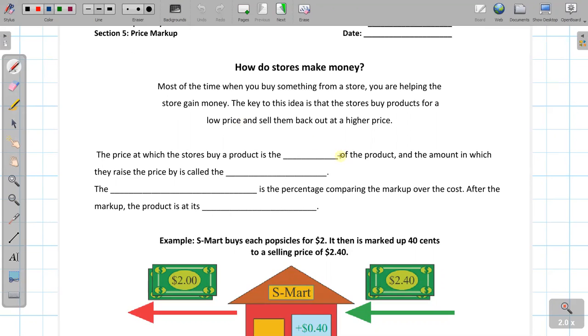The price in which a store buys a product is the cost of the product. And the amount in which they raise the price by is called the markup. The markup rate is a percentage comparing the markup over the cost. After the markup, the product is at its selling price.